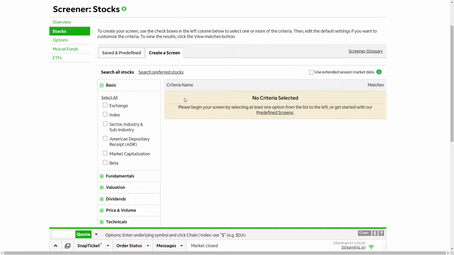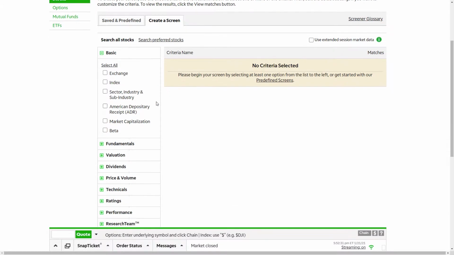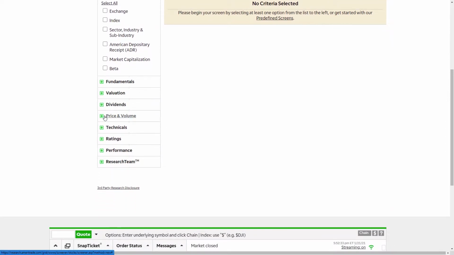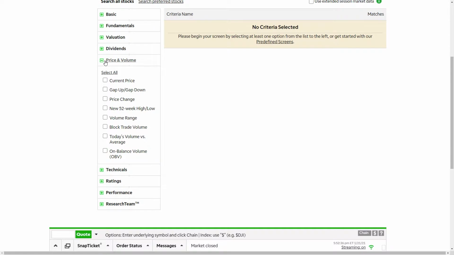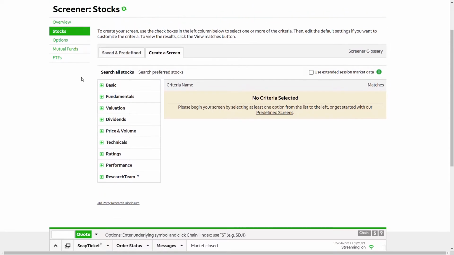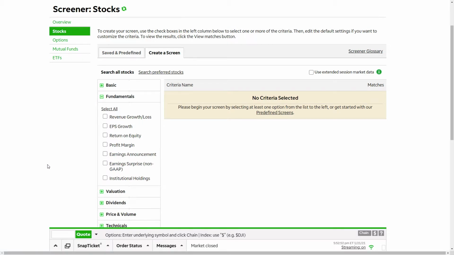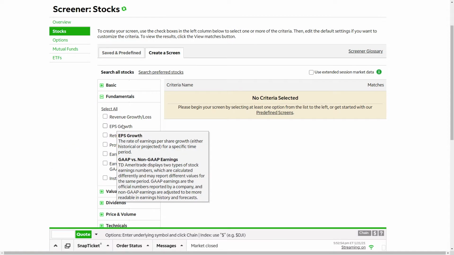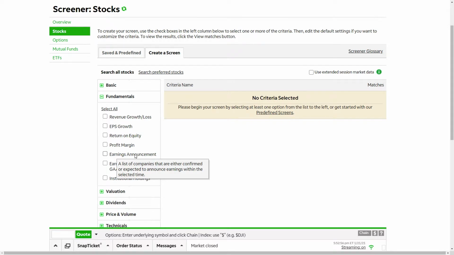One of the things I would highlight here is that there are a lot of options where you have the capability to find all sorts of movement. One of the things that I'll look at is today's volume versus average, or sometimes I'll look at just current price to see where the penny stocks are trading. But one of the big ones I use is fundamentals, and I am going to look and see, hey, does any of this mean anything important to me?